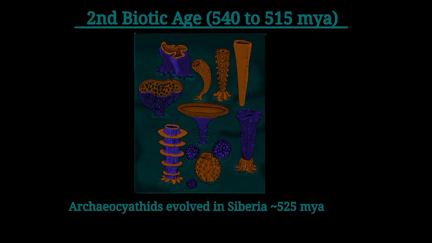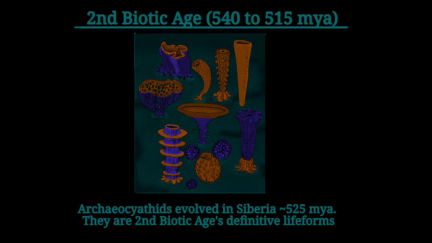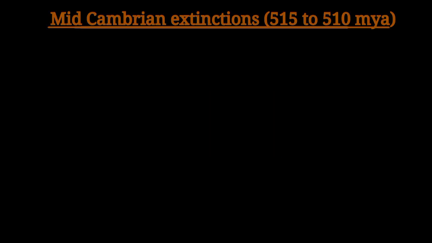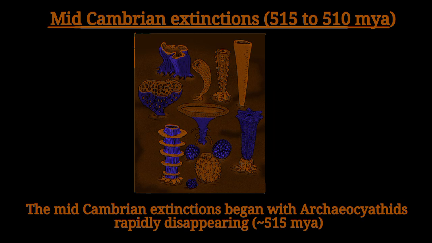Archaeocyathids, the definitive life forms of the second biotic age, first emerged in Siberia around 525 million years ago. They rapidly spread and diversified around the globe, creating the first ever reefs. For reasons that are still very mysterious, Archaeocyathids went into a sharp decline around 515 million years ago. This event was the start of the mid-Cambrian extinctions. The mid-Cambrian extinctions started with the disappearance of Archaeocyathids.